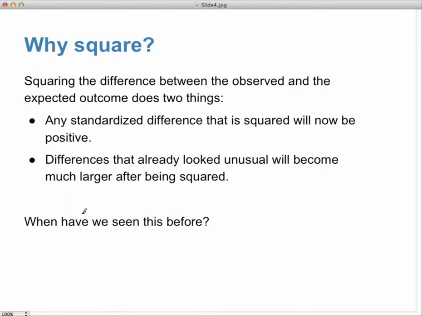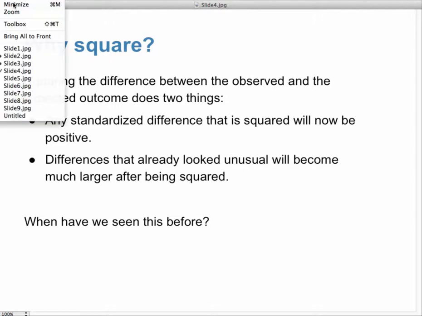Okay, so why are we squaring it? I promised I'd talk about that. Squaring the differences between the observed and the expected outcomes does two things. Any standardized differences that we square will now be positive, which is muy bueno. We'll see that when we look at the chi-square differences. And the differences that already looked unusual become even larger once we've squared them. And you might say, where have we seen this before? That's what I talked about earlier when we looked at variances.